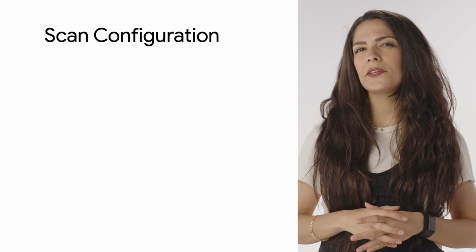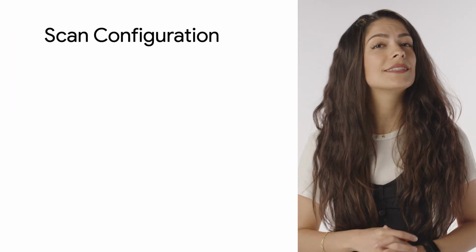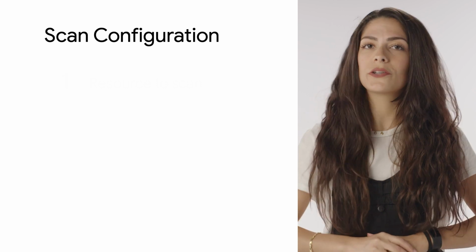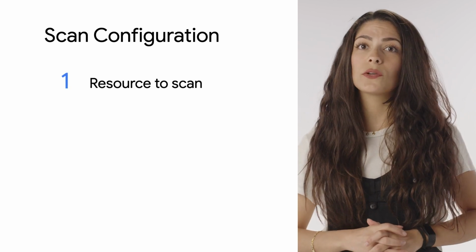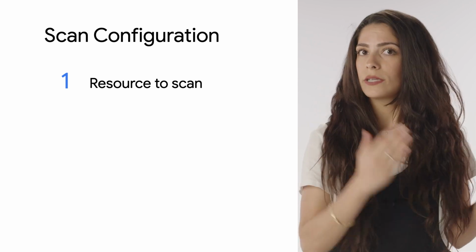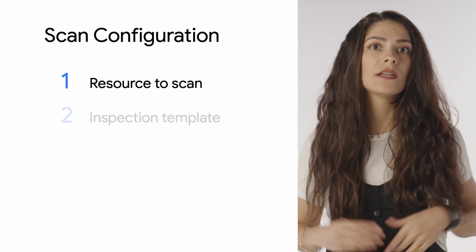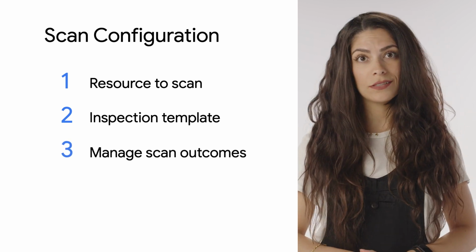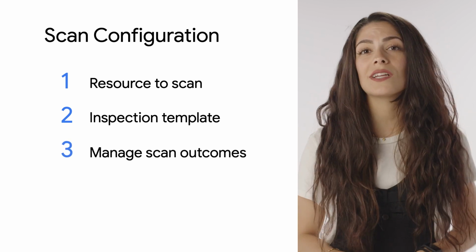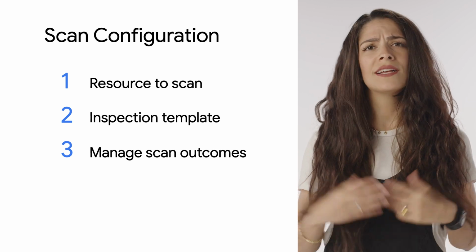To be able to scan your organization data and create a data profile, you need to create a scan configuration. A scan configuration is where you set the resource that you want to scan, organization, folder, or project, which inspection template to use, and what to do with the results. But before we can dive into how to create a scan configuration, let's go over some resource hierarchy.